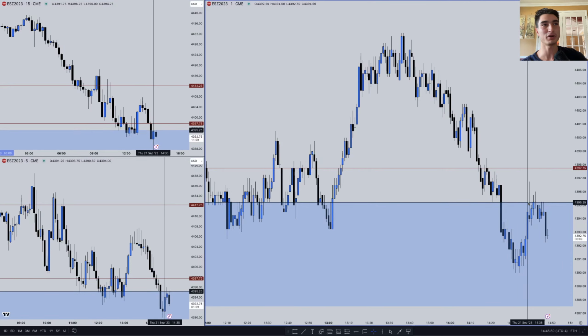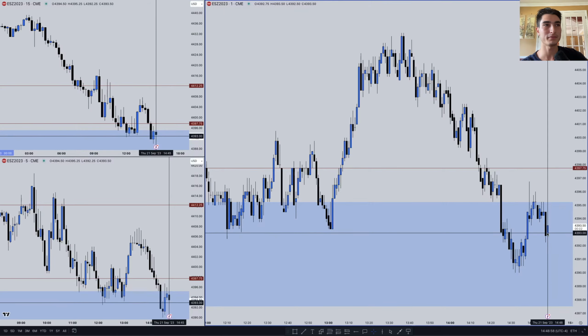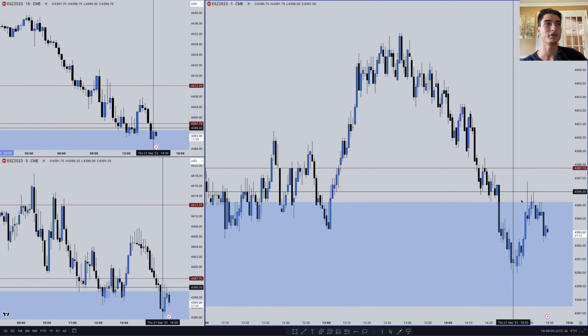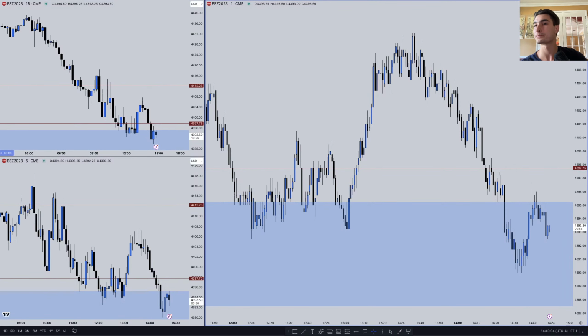But look at the bodies perfectly respecting that daily fair value gap. The wicks doing the damage. This candle trading up higher here and then rejecting that, breaking down. So we should remain below this high here if we are going to continue lower on the day.